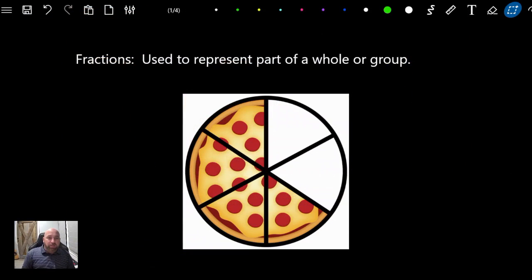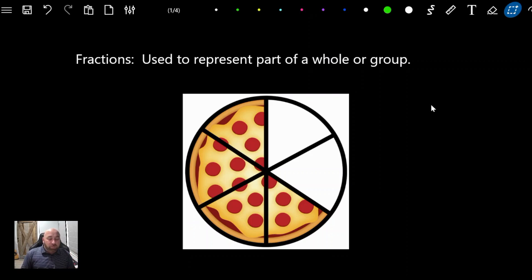It says here that a fraction is used to represent part of a whole or a group. Listen, if I'm teaching about fractions, I'm talking about pizza, okay? Because I love pizza. Maybe you love pizza too. I'm kind of torn between pizza and tacos, right? I don't know which one I like better, but I love them both. So in fractions, I talk about pizza. And there's a reason I talk about pizza, because everybody can kind of relate to pizza. Everybody kind of knows what it is, and it's in pieces and things like that.